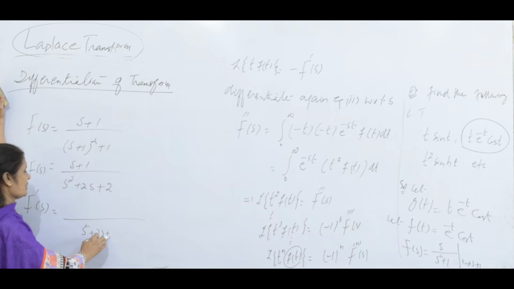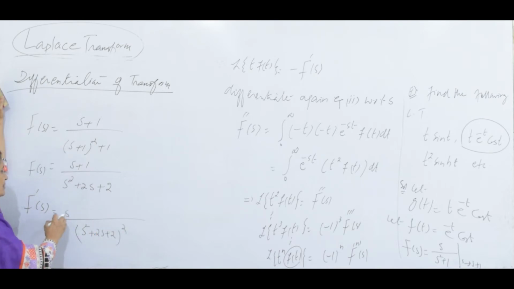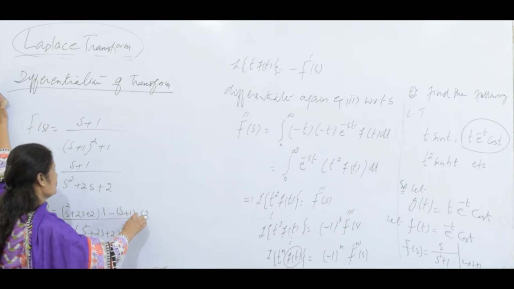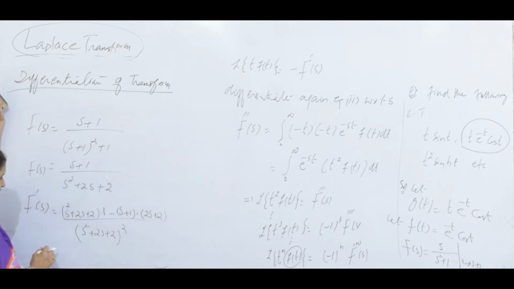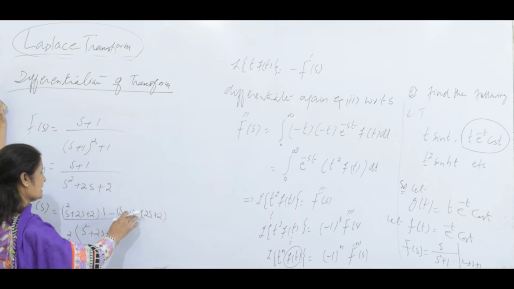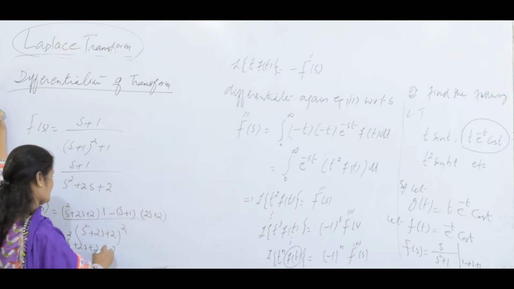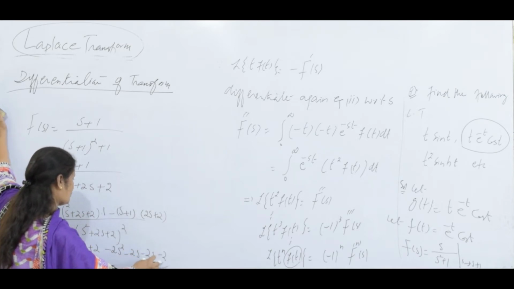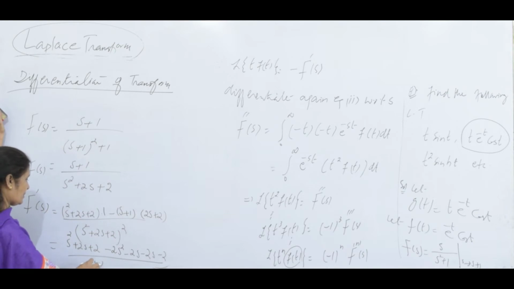(s square plus 2s plus 2 whole square). This is s square plus 2s plus 2. I am applying the quotient rule. Derivative of numerator minus numerator into derivative of denominator, which is 2s plus 2. Look at that. So I am simplifying this. s square plus 2s plus 2 minus s(2s plus 2), that is 2s square minus 2s, minus 2s minus 2, divided by s square plus 2s plus 2 whole square.